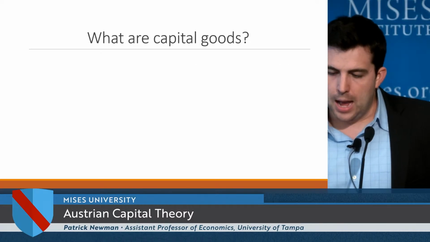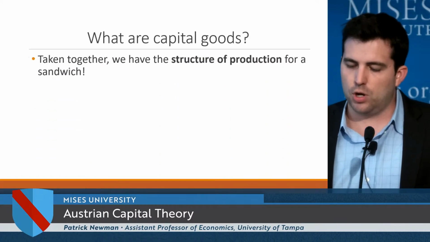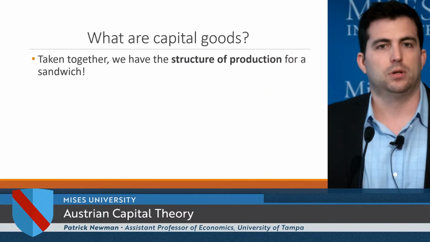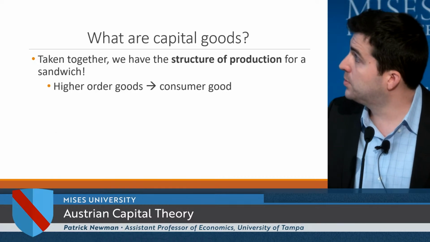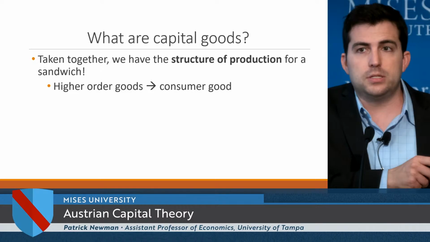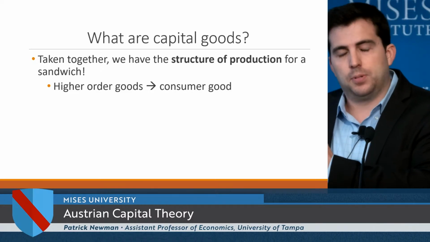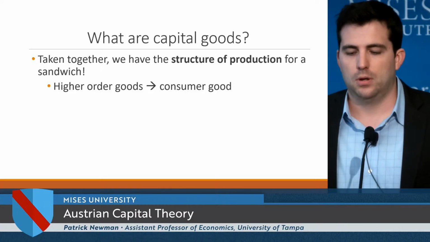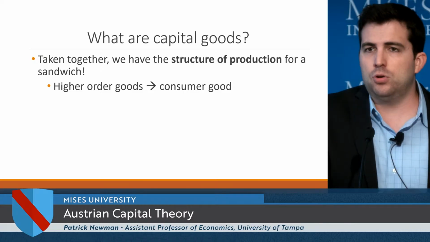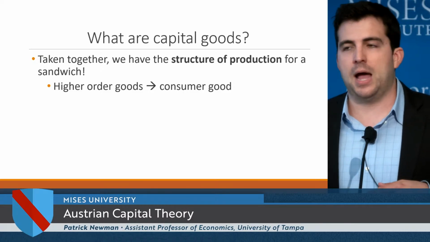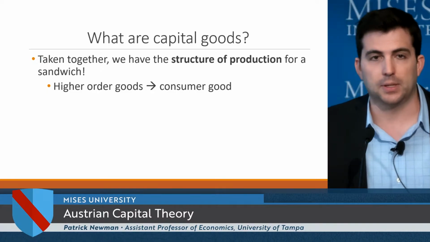So, taken together, we're looking at everything that we've just covered. We have a structure of production for a sandwich, right? We can see that the general process is transforming higher order goods into a consumer good, such as, in particular, the sandwich, all right? Sometimes you might only have one higher order good. Sometimes you have two. Sometimes you have three, right? Sometimes it could take an hour to make something. Sometimes it could take 10 years to make something, right?